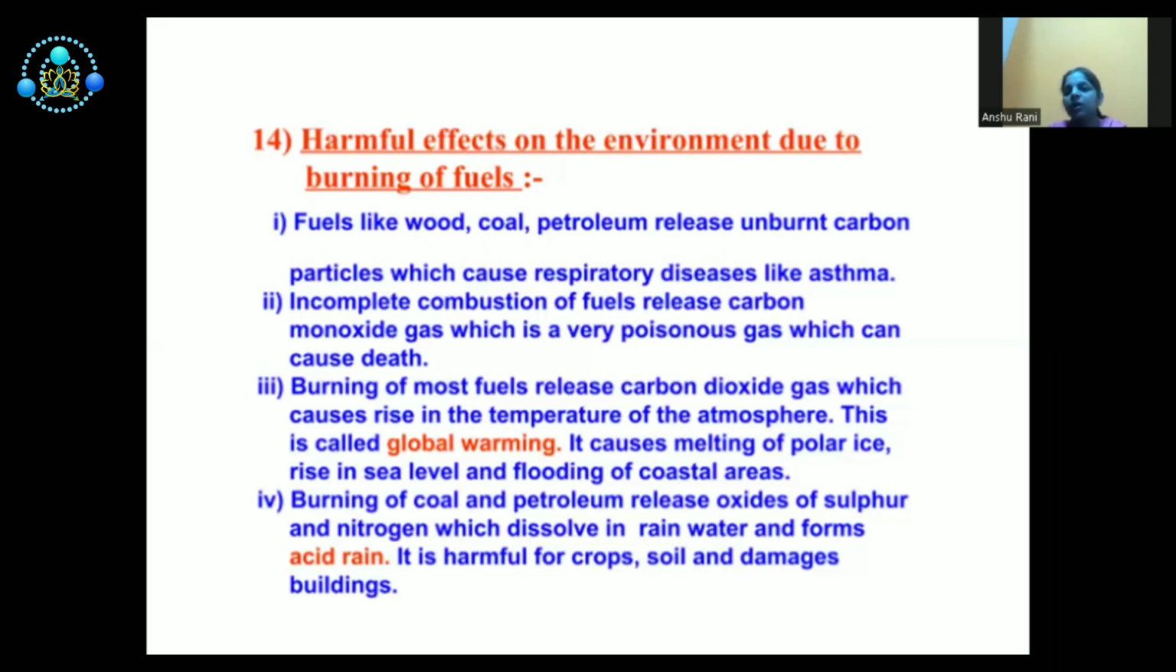These sulfur dioxide and nitrogen dioxide, when they combine with rainwater, produce sulfuric acid and nitric acid, which is termed acid rain. Acid rain spoils the soil, it spoils materials, buildings which are made up of marble. Like the Taj Mahal is turning yellow. That is because of marble cancer. It is getting corroded, right? So these are the harmful effects. Even crops, when they are getting acid rain, are also getting damaged.